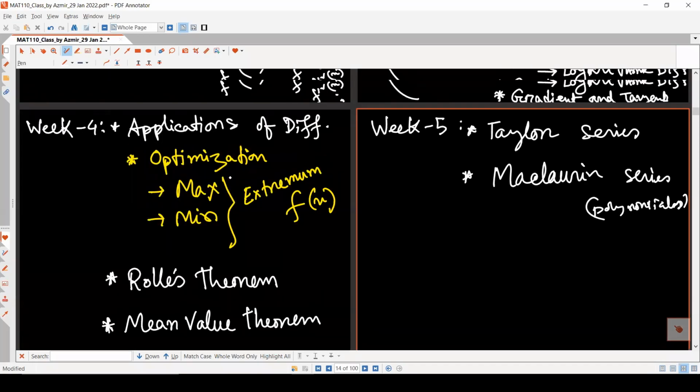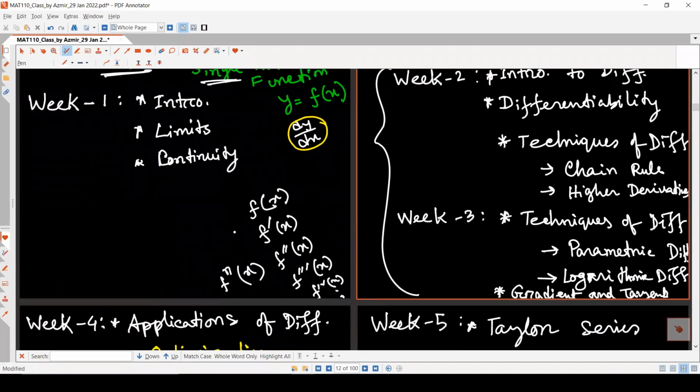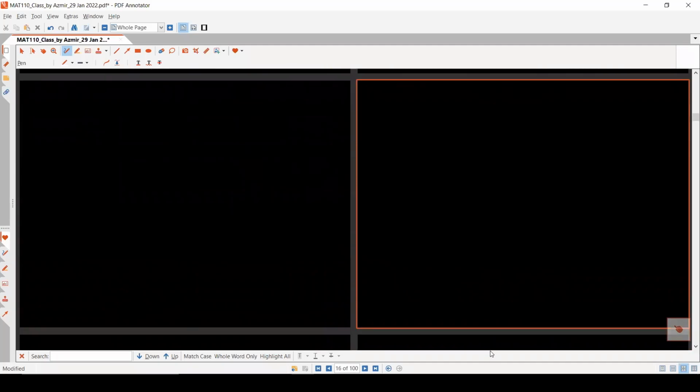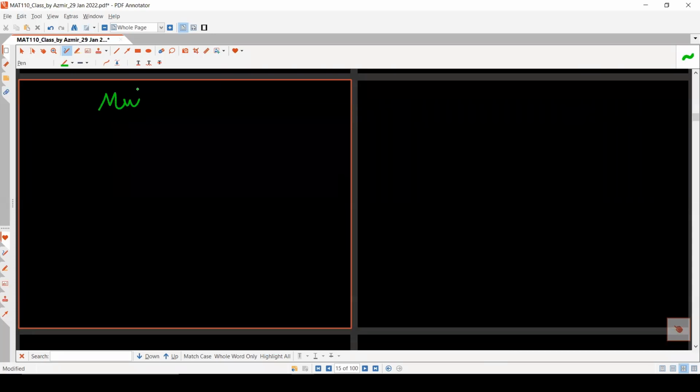So week 1 to 5 is about finding derivatives for single variable function f of x. You will see all the way this type of functions f of x. Okay, and now after week 5, we will move to multivariable function.